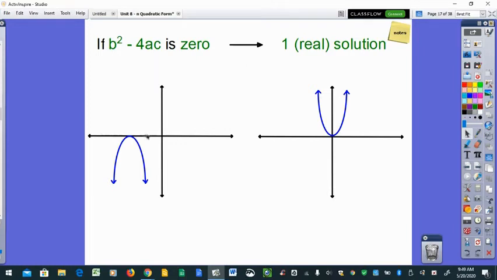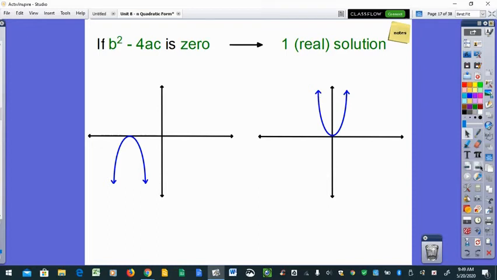So again, if your a was negative, so that you know the parabola opens down, it's going to hit the x-axis in exactly 1 spot. It will be vertexed on the x-axis. If your a is positive, it might look something like this, again, with the vertex on the x-axis, and that parabola is intercepting it only in 1 place. That's when the discriminant is 0.